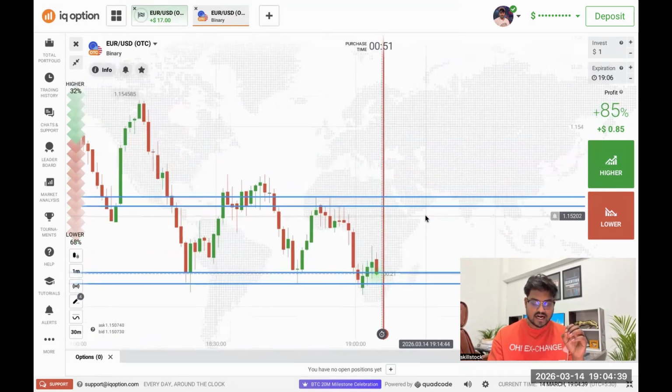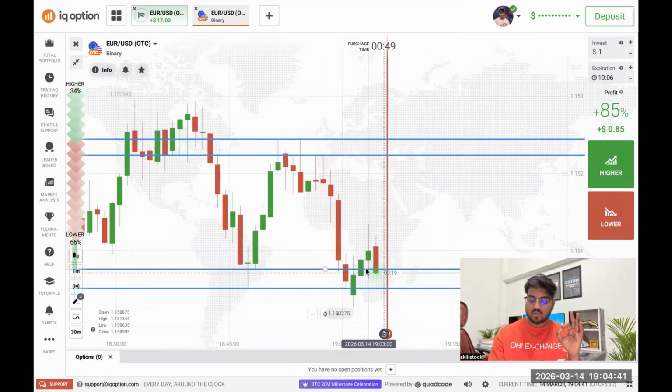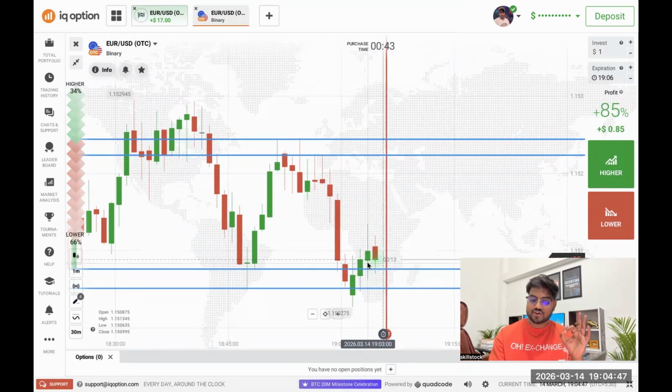Now here you can see that again, one buyer's candle has entered in the market. And when they entered, they entered very strongly, right? With a good rejection from the buyer side.